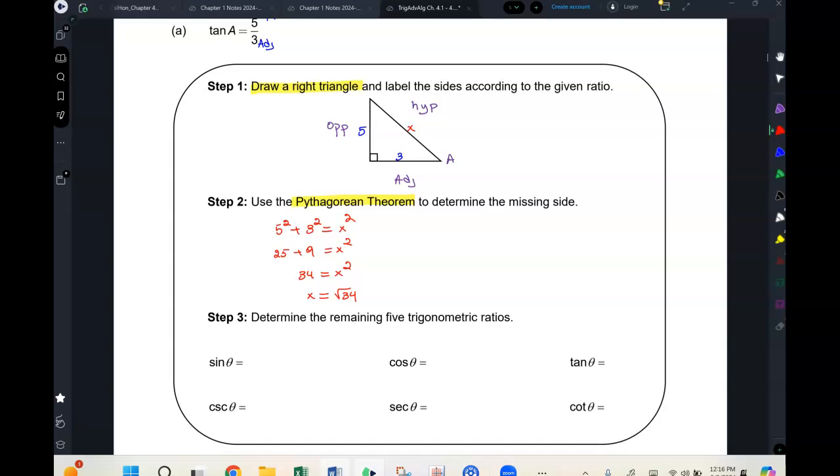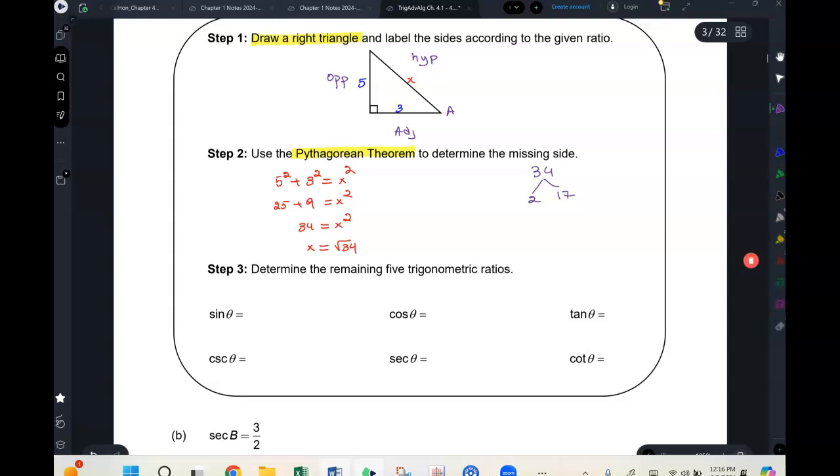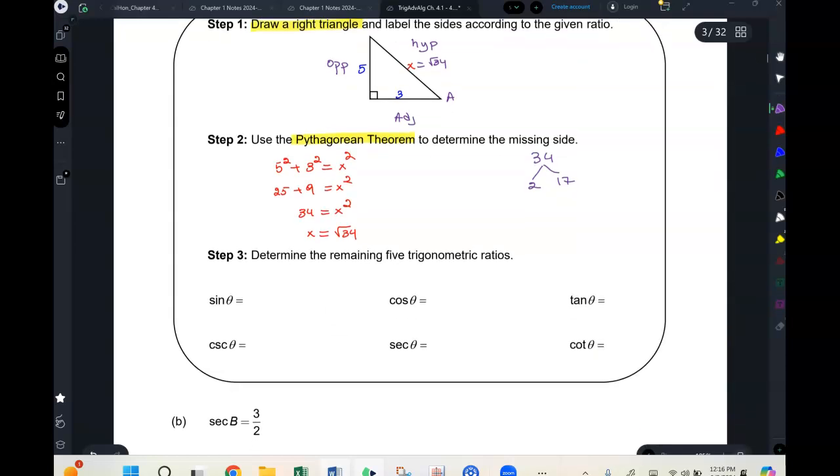Now, can root 34 simplify to a different root? How do you know? You do the factor tree. So this is 2 times 17 and that's it. So you're stuck. It's just root 34. Okay, so now sine is opposite over hypotenuse, right, and you're done. So in the book, they'll rationalize. They'll say 5√34/34, but this is perfectly fine for me.